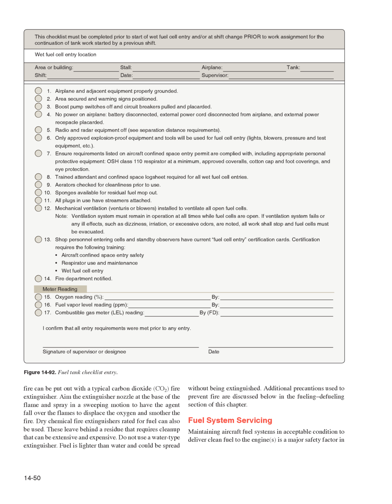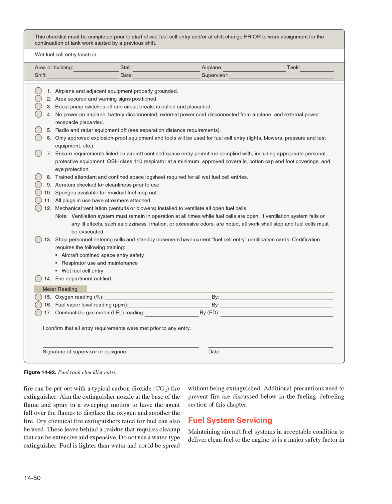Dry chemical fire extinguishers rated for fuel can also be used. These leave behind a residue that requires cleanup that can be extensive and expensive. Do not use a water-type extinguisher. Fuel is lighter than water and could be spread without being extinguished. Additional precautions used to prevent fire are discussed below in the fueling-defueling section of this chapter.